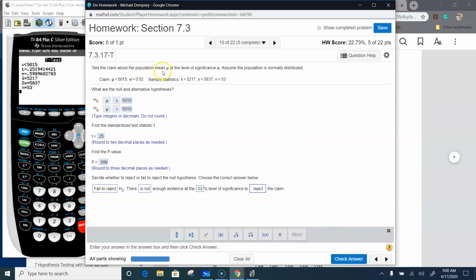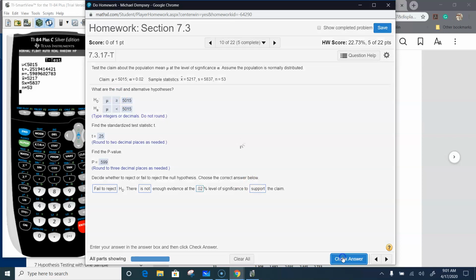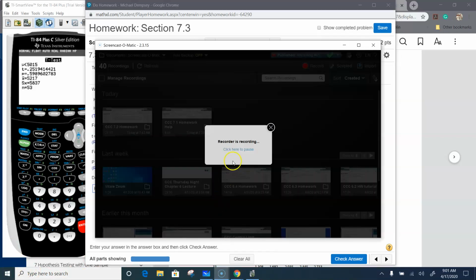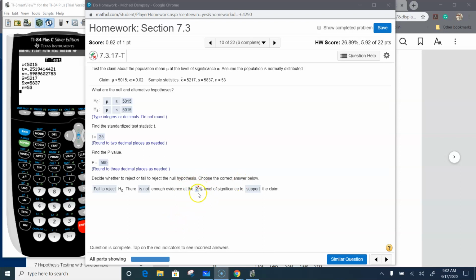So let's see, the claim is that it's less than 5015. We didn't have enough evidence to support that claim, right? The claim was the alternate hypothesis. So if we don't reject the null, we can't support the claim. So just try to look for what the actual claim is, okay? Okay, sorry about that. I wrote 0.02 instead of 2%, right? So 0.02 is alpha, but that's actually 2%, okay? Sorry about that one, gang.